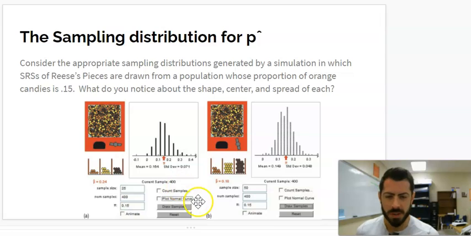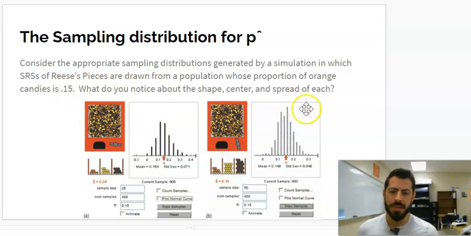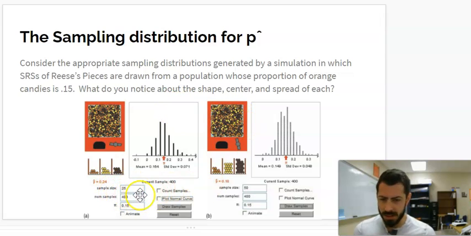Each one of these simulations was run 400 times. The proportion each time varied. The true proportion was 0.15 for each population. The only difference between the two distributions is that this one had a sample size of 25 and this one had a sample size of 50. So basically each time this experiment was done, 25 Reese's Pieces were taken and they counted how many were orange out of the total. And with this one it was the same but with 50.